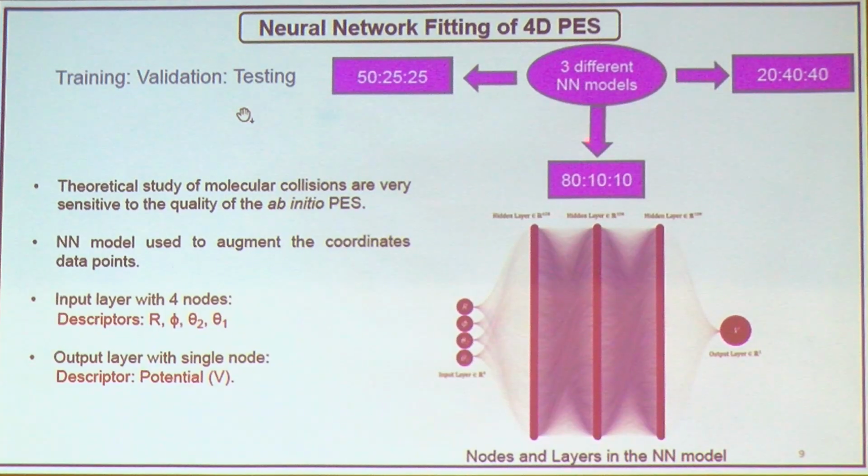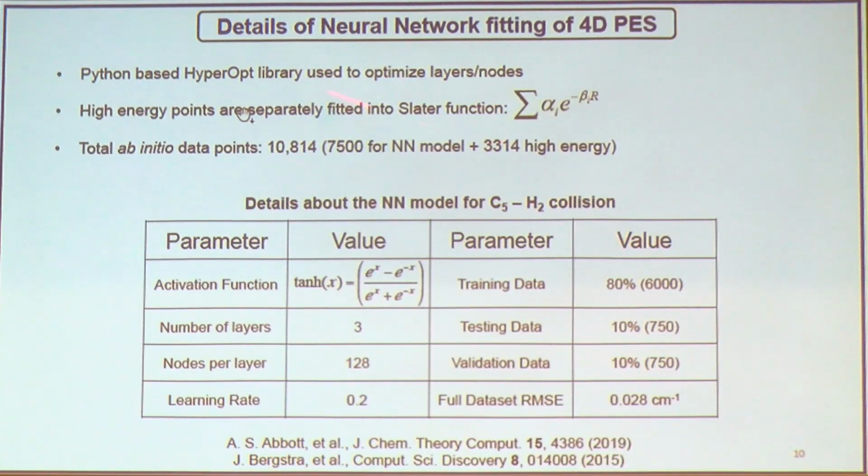We found that the 8:1:1 ratio, or 80:10:10 ratio, gives the most accurate potential surface, so we choose this ratio of data points. Basically, from the 11,000 data points, we neglect the high energy data points, and neglect means we use scatter functions to fit the high energy points, whereas for the important points on the surface, 80% we use for training, the remaining 10% for testing, and the remaining 10% for validation. So these are some of the details about the neural network fitting.